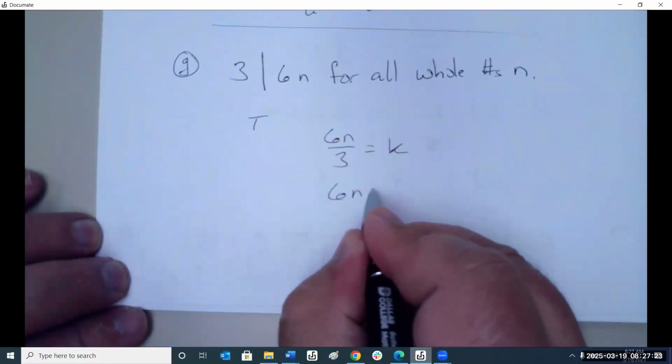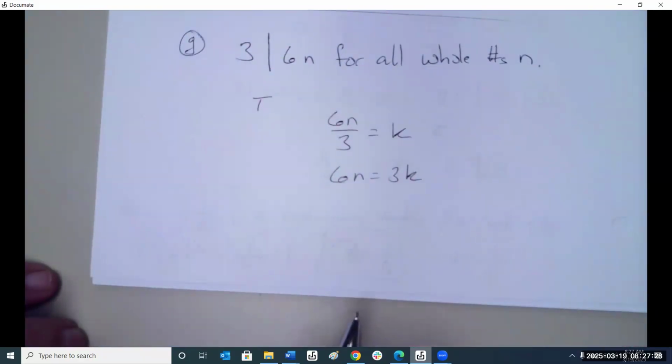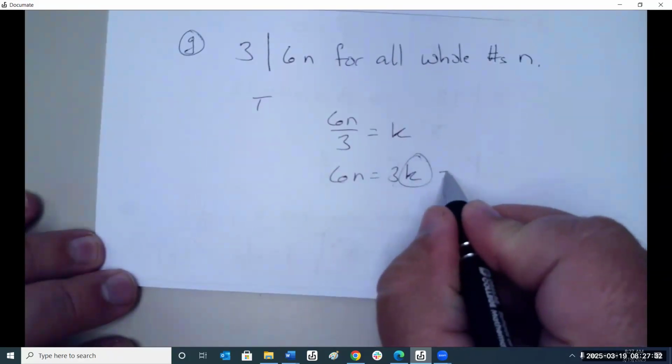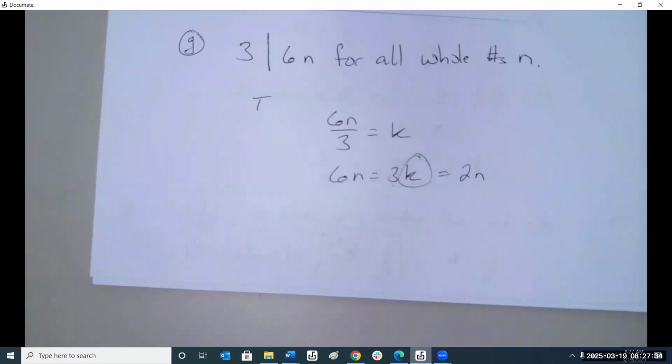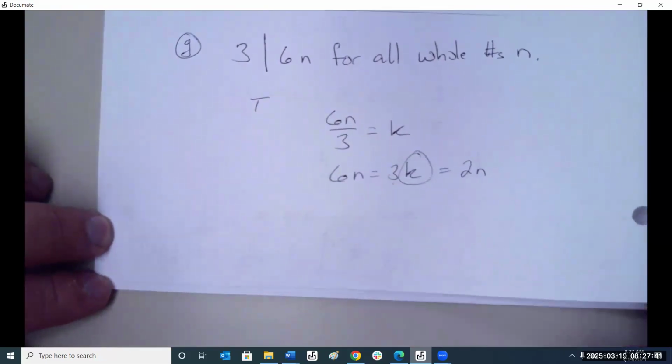So we have 6n equals 3k. Is there anything that we can multiply by? K can equal what? 2n. So yes, it's a unique number. Which one are we on? H.